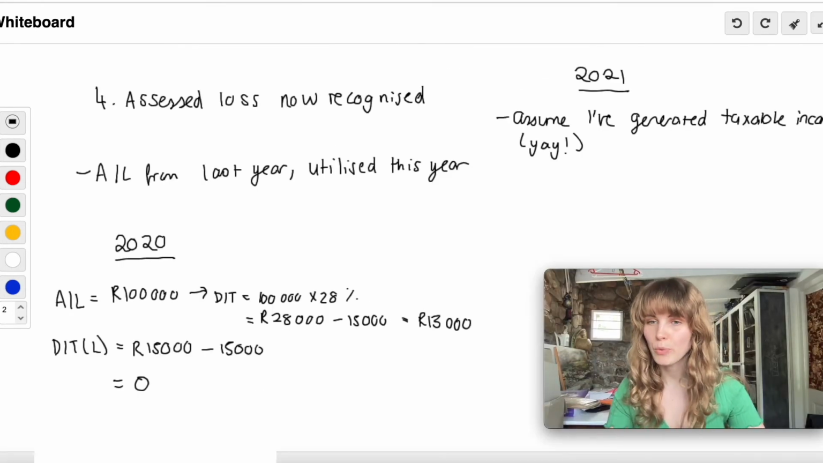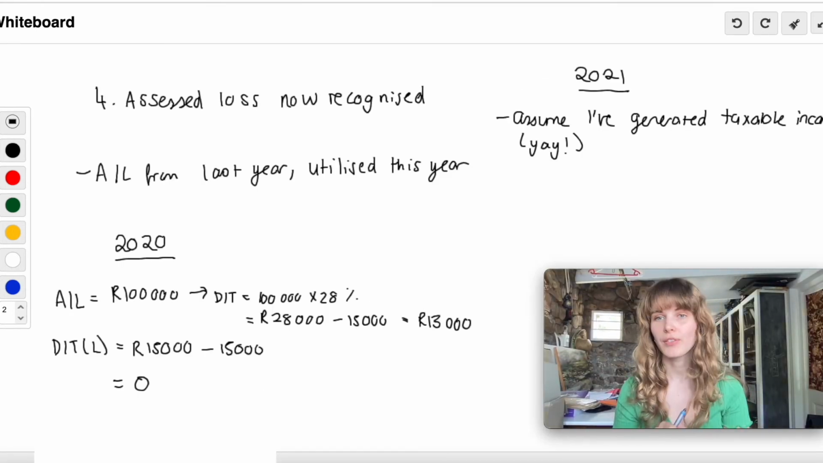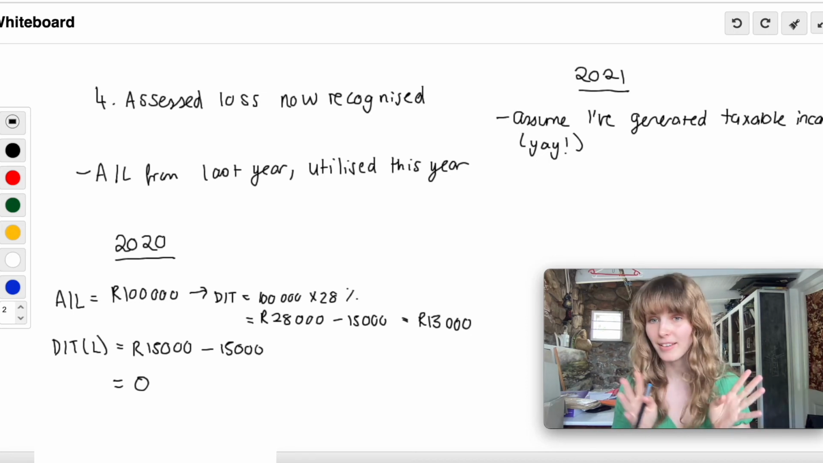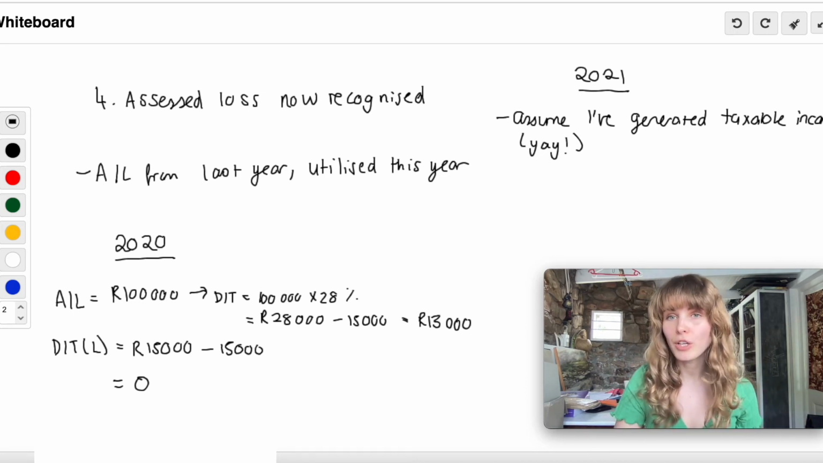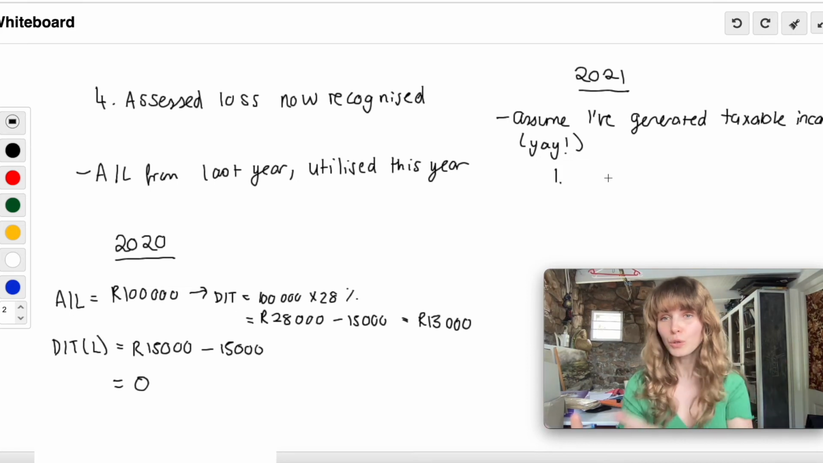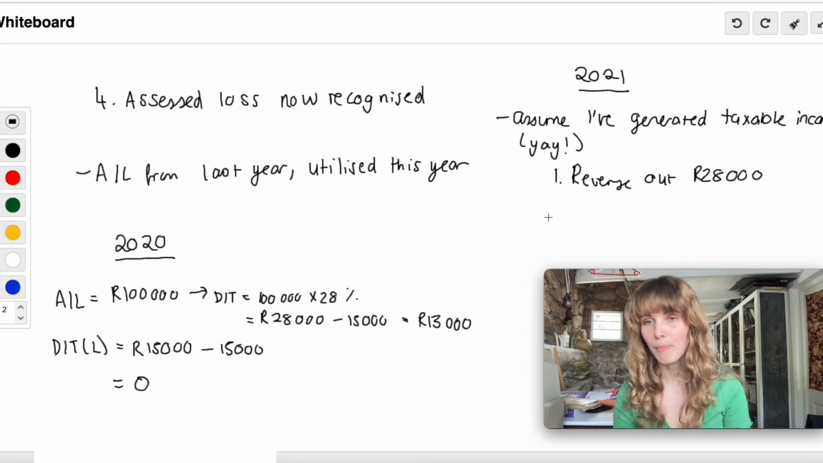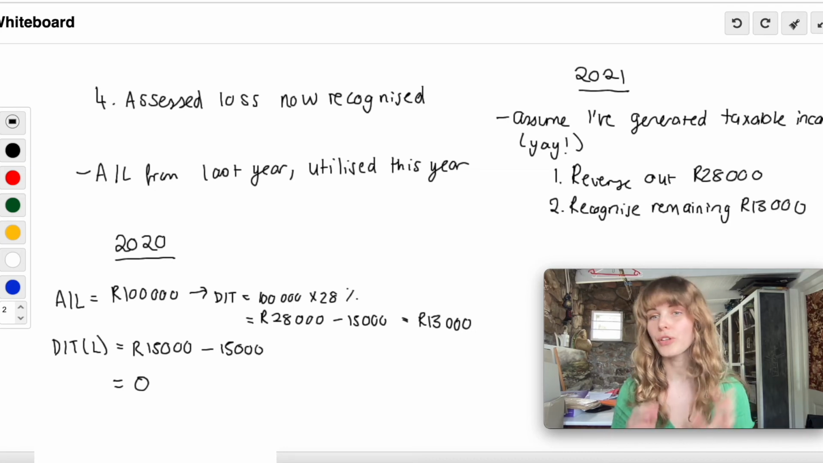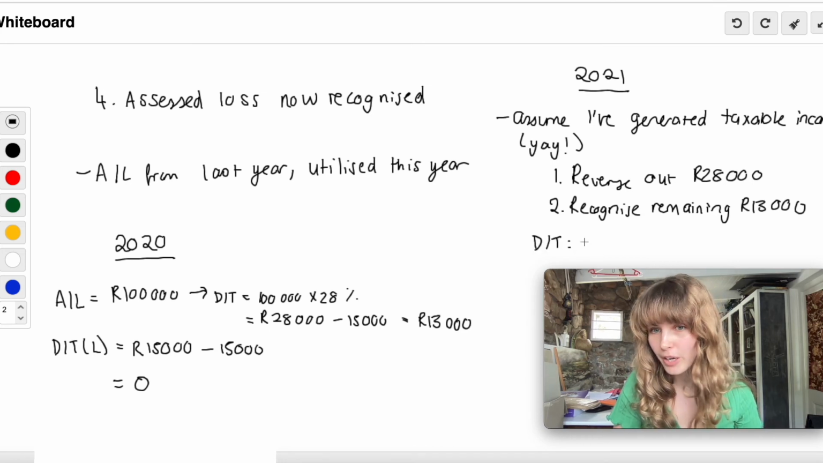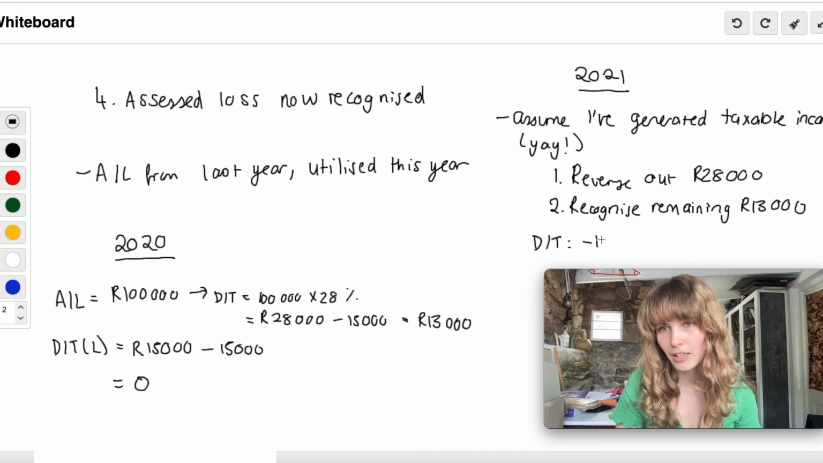Now let's assume in 2021 I've actually generated taxable income. Therefore the principle is I can now utilize my assessed loss. So the steps here are to firstly reverse out the full deferred tax relating to that assessed loss, so the full 28,000 Rand. Now we can recognize that remaining 13,000 Rand that we didn't recognize, and this gives rise to a reconciling item. So the journal entry for this remaining 13,000 Rand would have been to debit our deferred tax asset and to credit our deferred tax through profit and loss, with the effect being that if you look at our tax expense, the deferred tax portion is now going to be a credit of 13,000 Rand, i.e. it's going to be a negative 13,000 Rand.